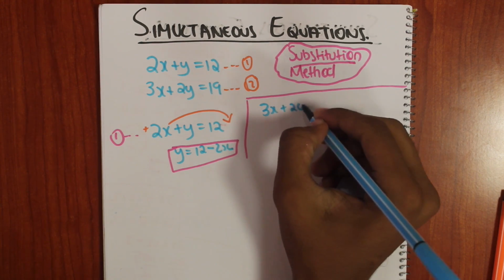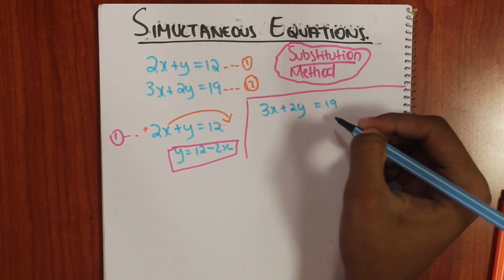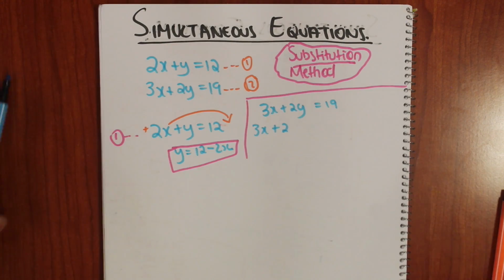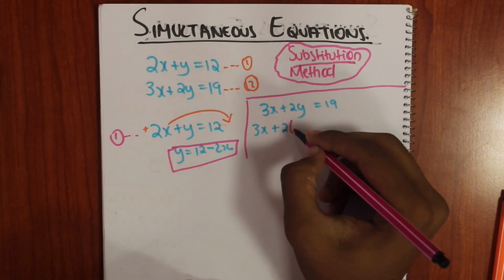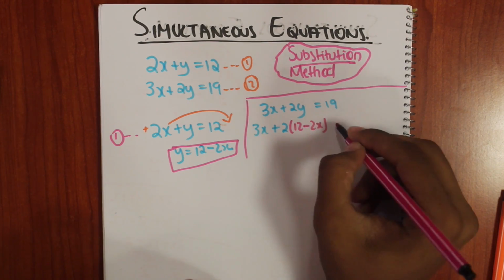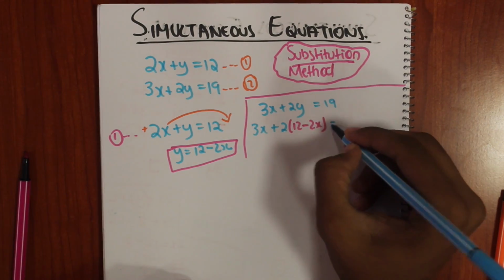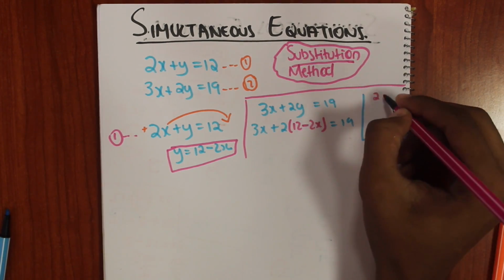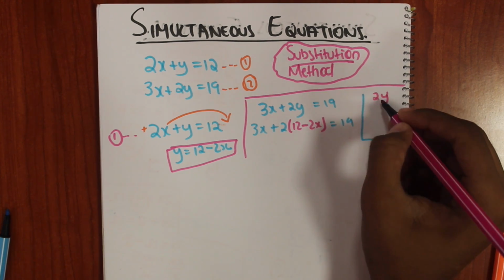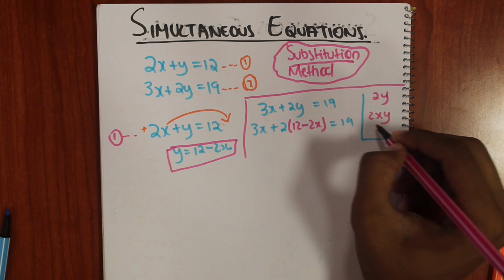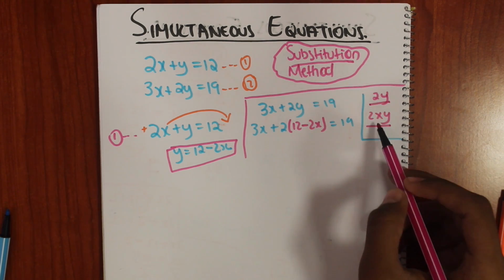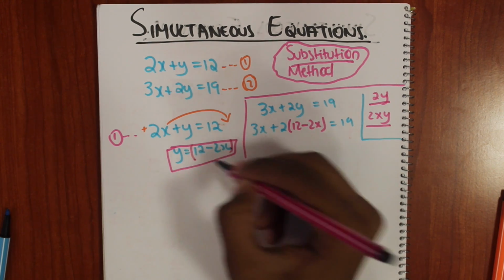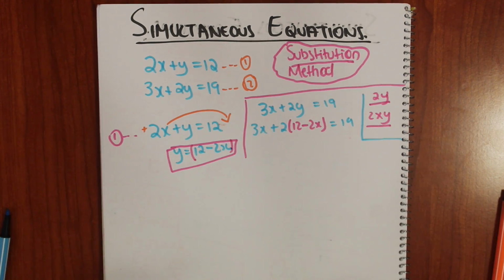So let's write the second equation here. 3x plus 2y will be equal to 19. So 3x plus 2, and the value of y is 12 minus 2x, that's equal to 19. Now the reason 2 is multiplied by y is because when you write 2y, there's a small multiplication sign between the 2 and y, which is 2 times y. So 2 times y is equal to 2y. So essentially, our y has to be multiplied by 2. The whole of y, which is 12 minus 2x, has to be multiplied by 2.